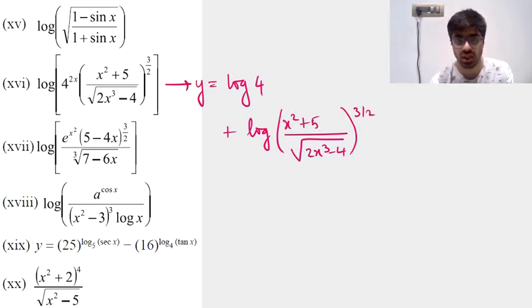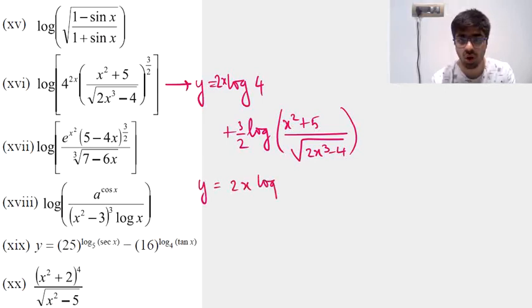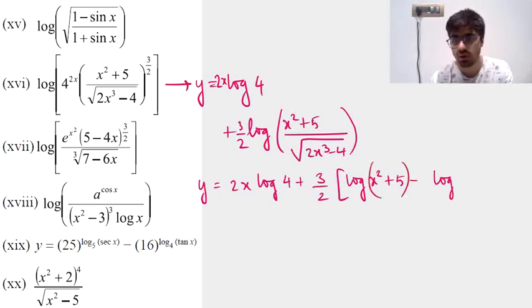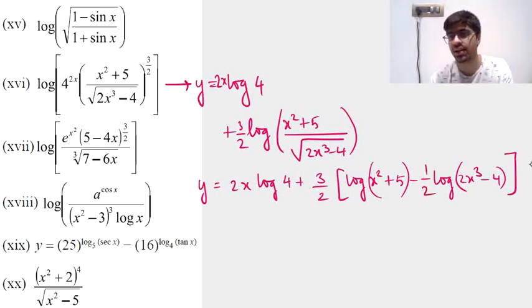Take that 2x outside. Take this 3 by 2 outside. So y will now be 2x log 4 plus 3 by 2. Now this is of the type log a upon b, and that will be log a minus log b. So log of x square plus 5 minus log of root over 2x cube minus 4. But root over 2x cube minus 4 is like that expression power half. Take that half outside and write it here.